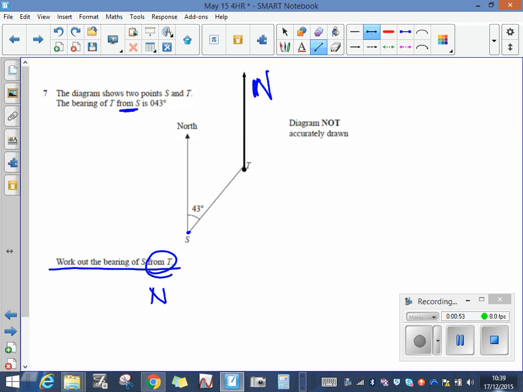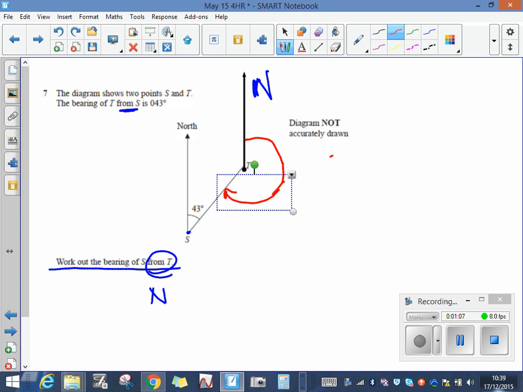Now the bearing of S from T, as we've said, is measured clockwise from north. So what I'm going to do is go back to my north line here. Okay, this is the north line I'm interested in. This is the angle that we need to work out. That is the bearing of S from T.